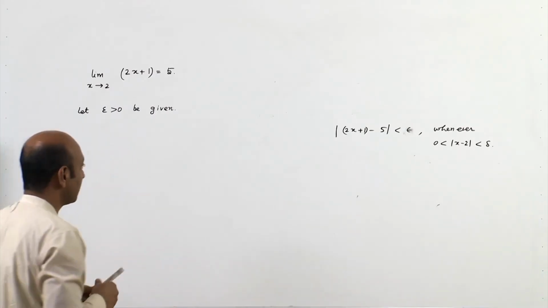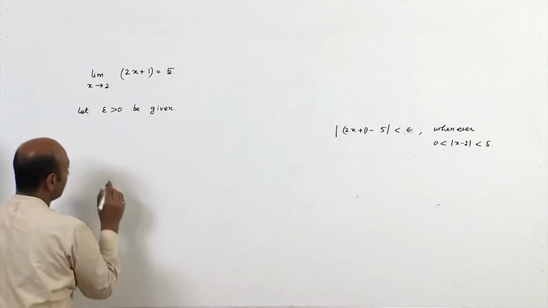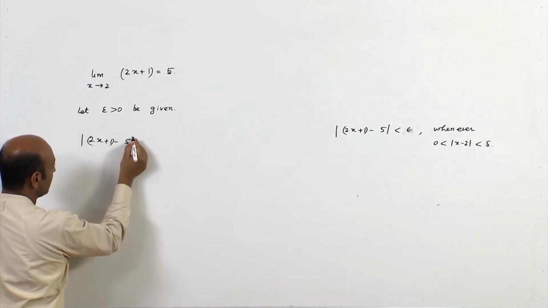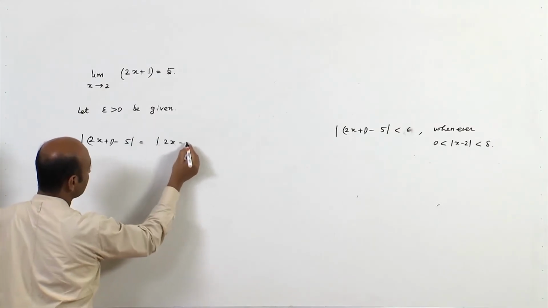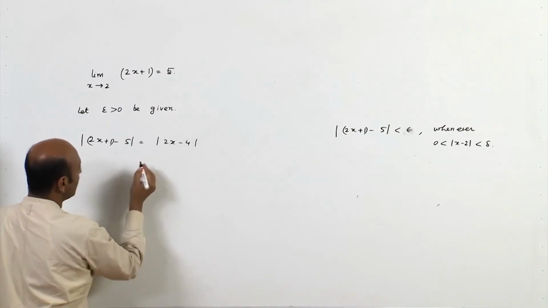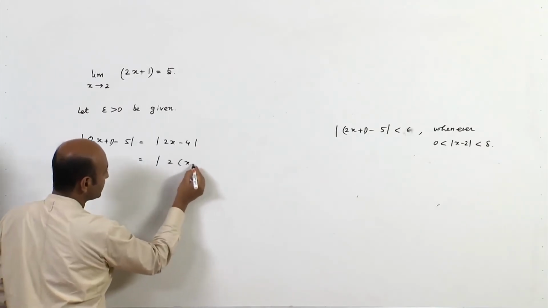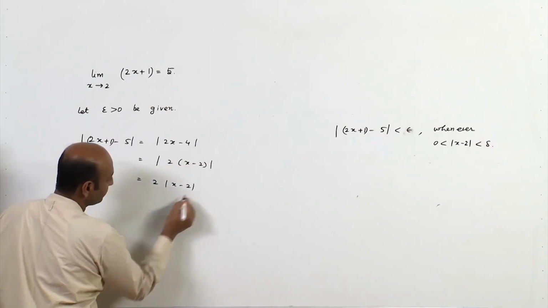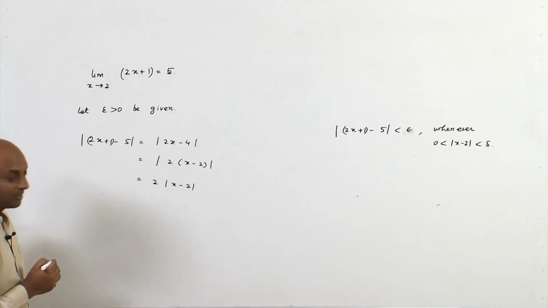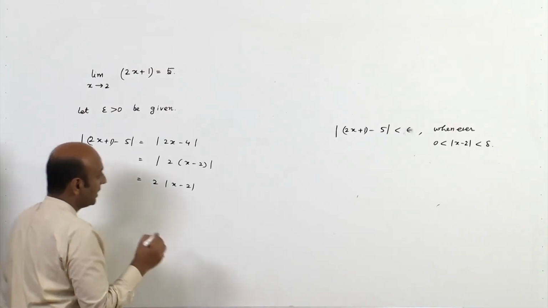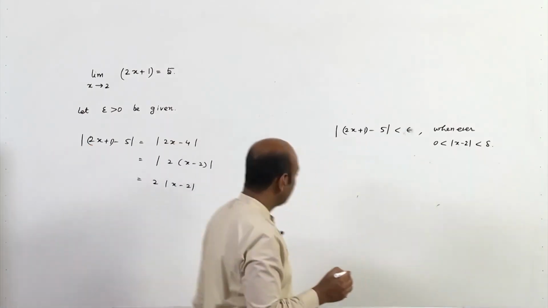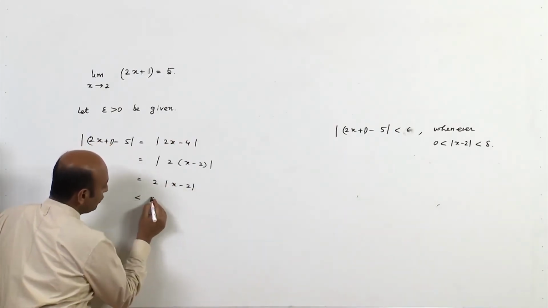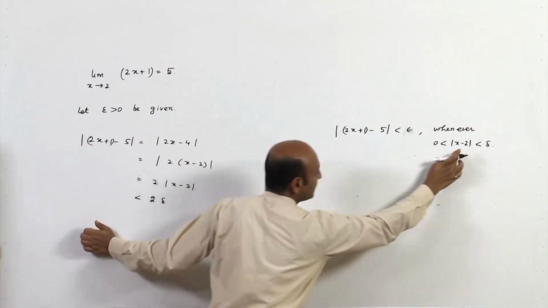Okay. So, how can we do that? Now, we start with this inequality. This is mod 2x plus 1 minus 5. This is equal to mod 2x minus 4, which is equal to mod 2(x minus 2), which is equal to 2 mod x minus 2. Now, if this mod x minus 2 is less than delta, then this quantity is less than 2 delta.